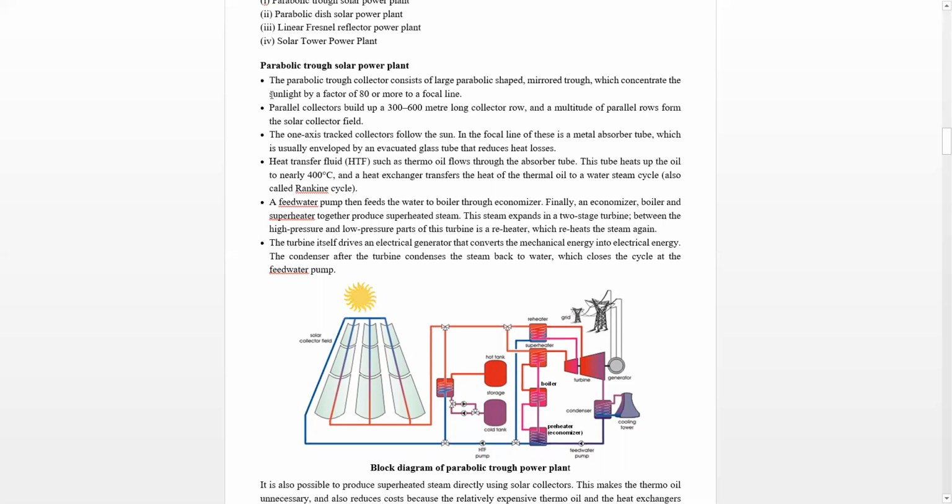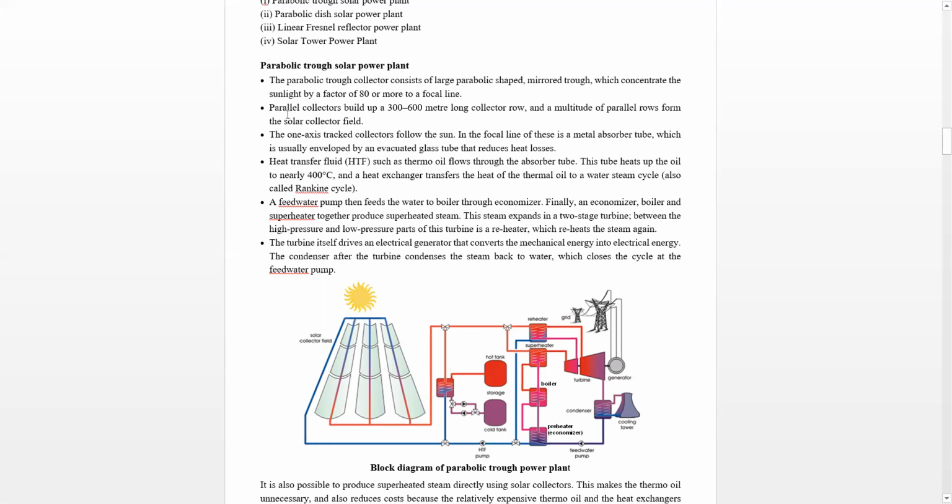The first bullet point says that the parabolic trough collector consists of a large parabolic shaped mirror trough which concentrates the sunlight by a factor of 80 or more to a focal line. That means these trough collectors can increase the solar radiation intensity by a factor of 80 or more to this focal line where the absorber tubes are placed, right?